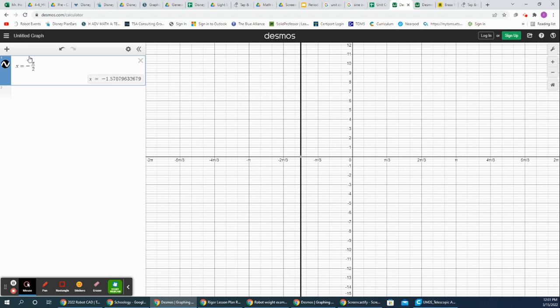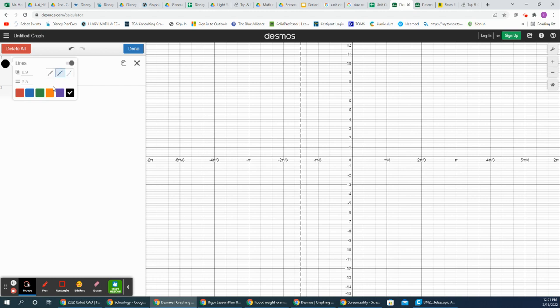And again, we click on the little gear, and then click on the color, and then let's make it a broken line. And then let's make it blue. And then click done. So at negative pi over 2, it's undefined, so we're going to draw a broken vertical line.